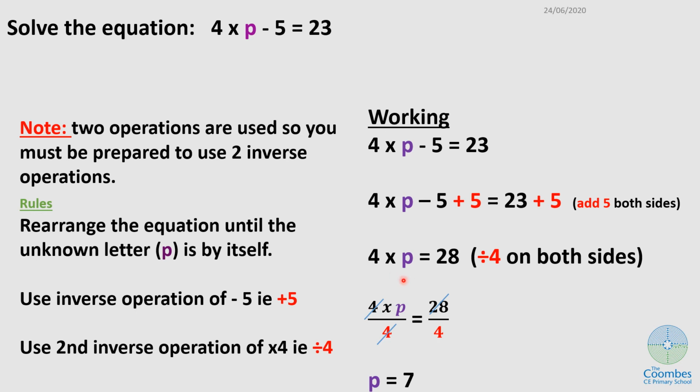So on this side, I have to divide by 4, and on the right hand side, I also divide by 4. So you can see my division here. And if I simplify, 4 divided by 4 is actually 1. So what is remaining on the left hand side is just 1P, which is here. And 28 divided by 4 is 7.